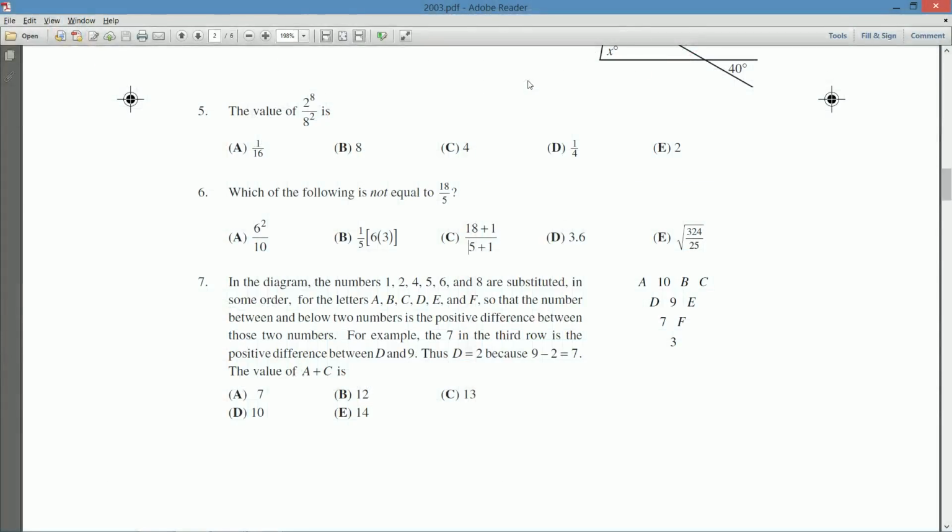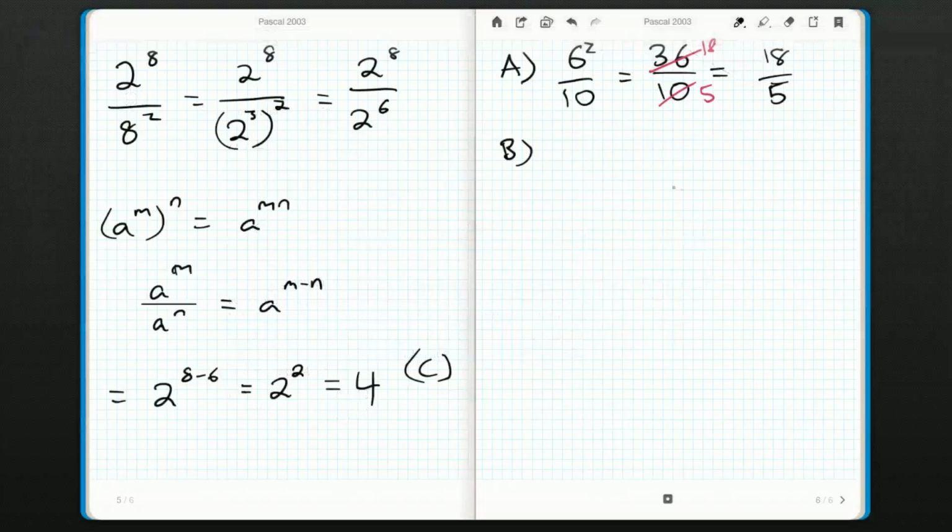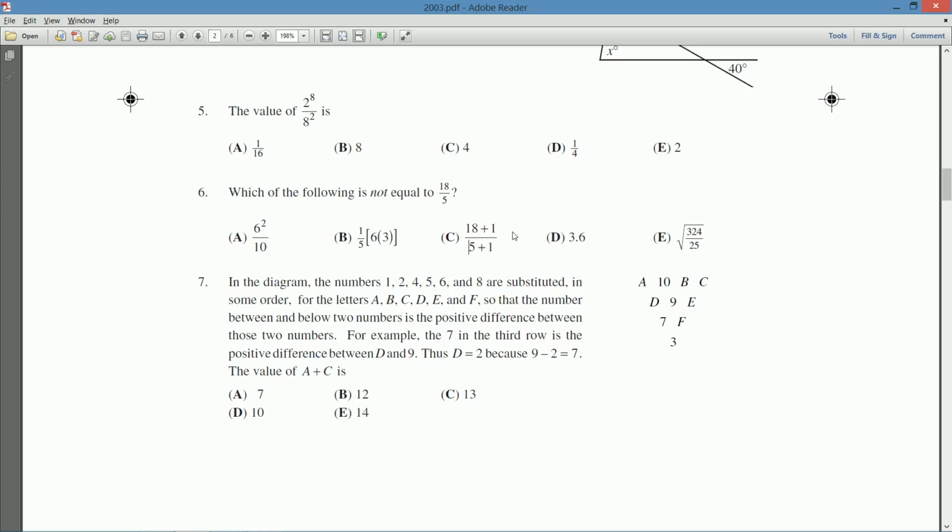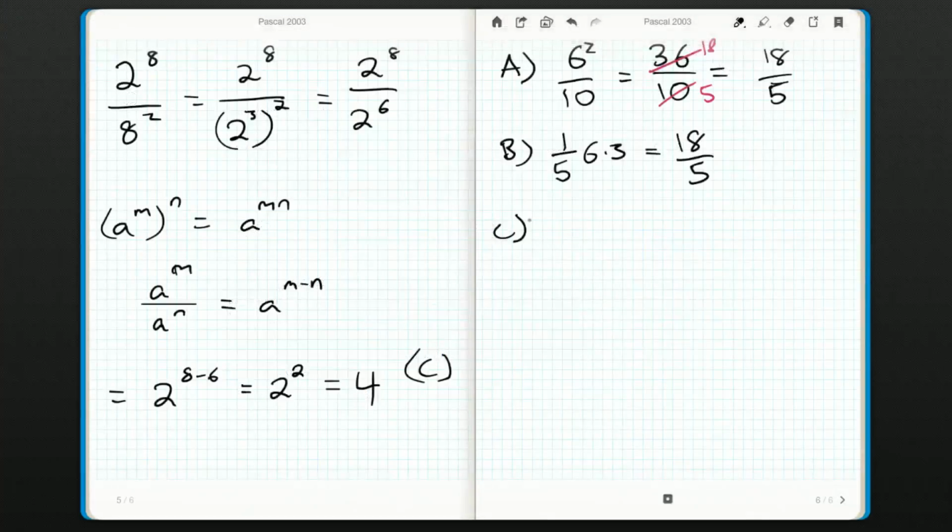How about B? What was B? 1/5 of 6 times 3. Well, what's 6 times 3? It's 18. 1/5 of 18? Well, that's 18 fifths. So B is not our answer. How about we take a look at C? C is 18 plus 1 over 5 plus 1. Well, I can simplify that pretty quickly. 18 plus 1 over 5 plus 1, that's 19 over 6.